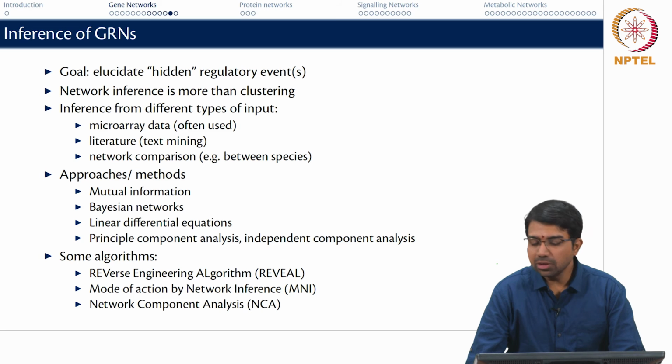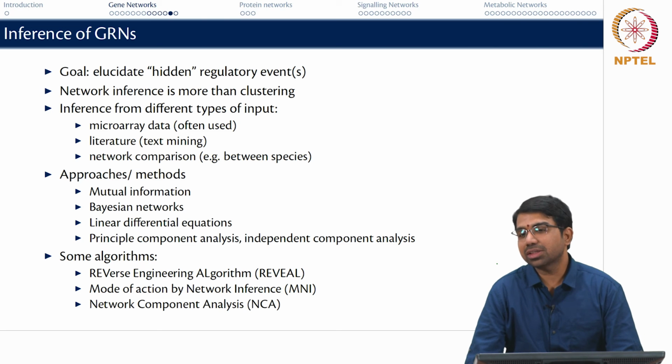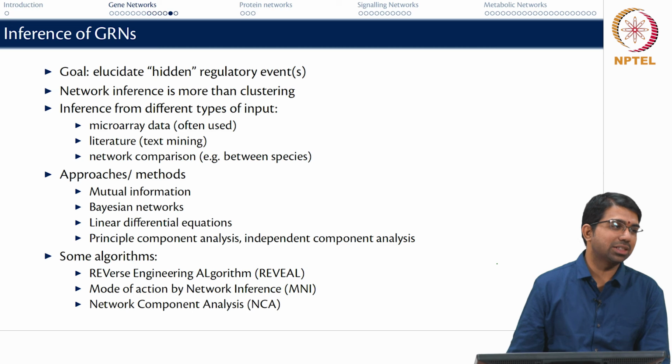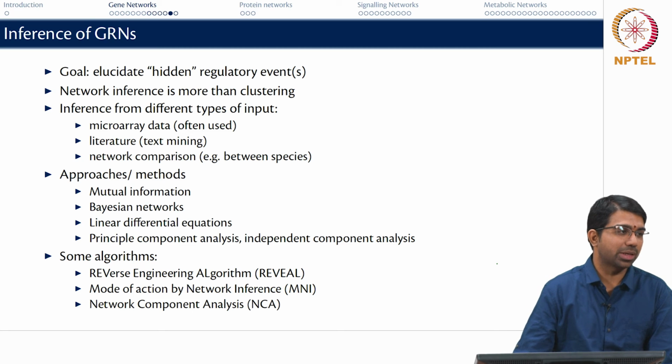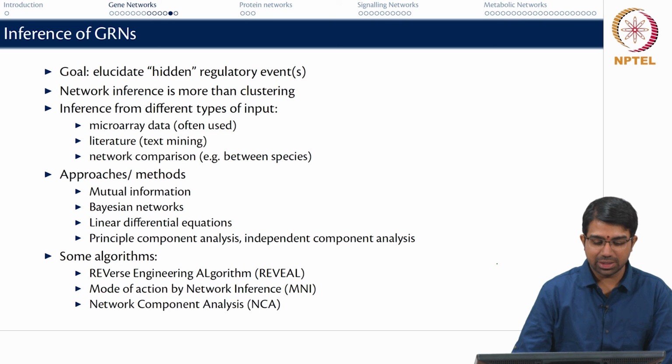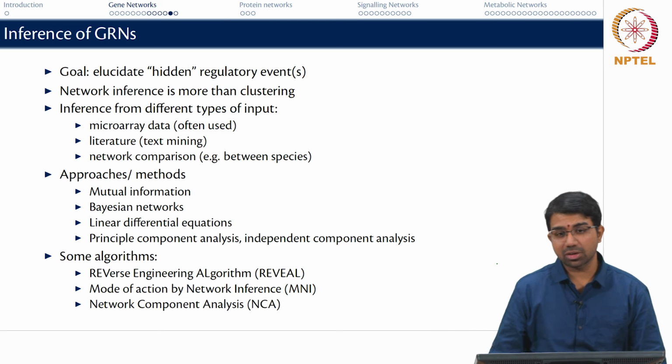So, you can start with clustering the data, right. Clustering might give you some insights into what kind of genes work together and so on, but that would be the simplest form of gene expression data analysis. But then you may want to go ahead and try to use network data or text mining or comparing networks across species, right.